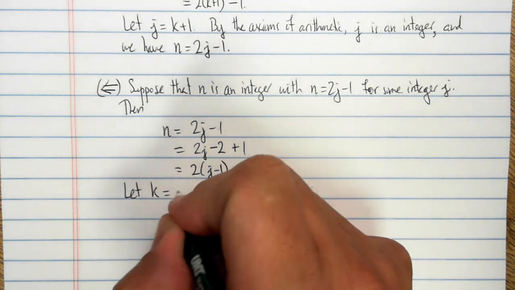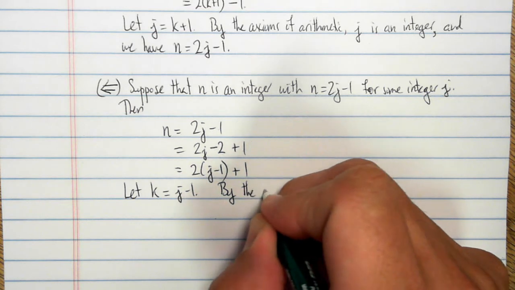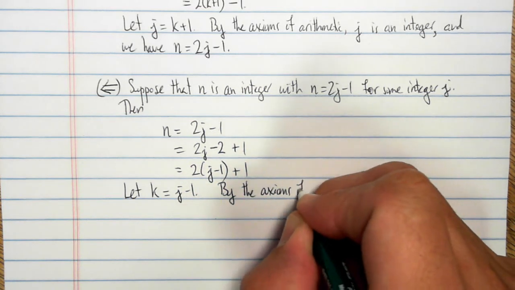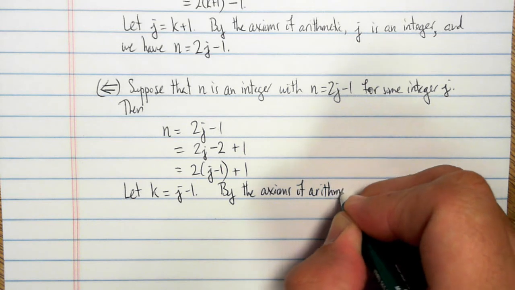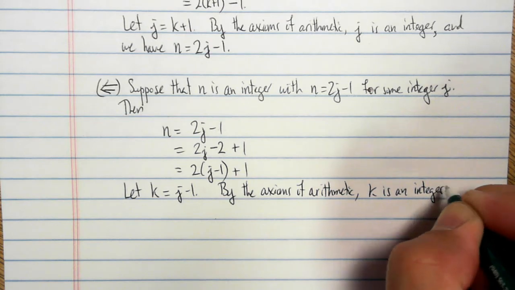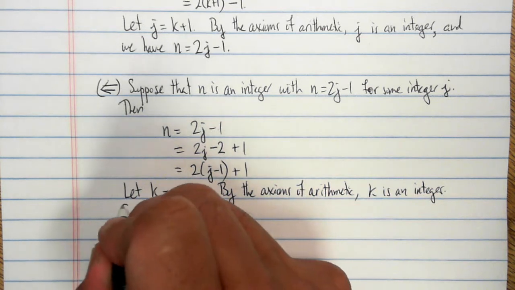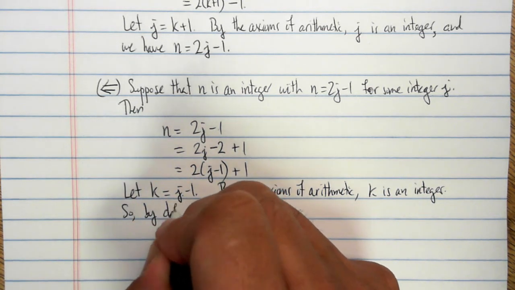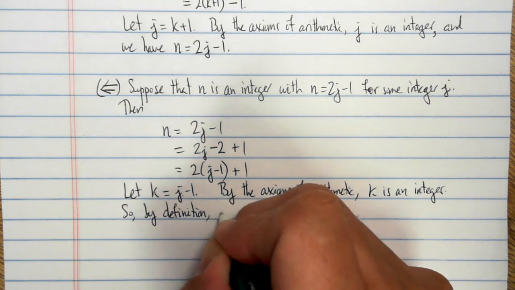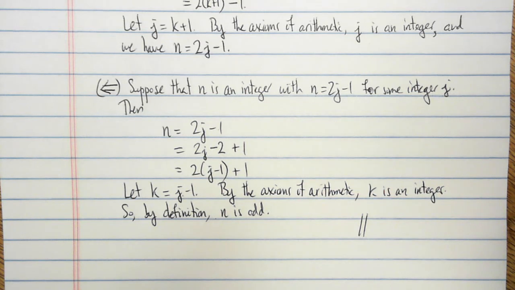Let k be equal to j minus 1. By the axioms of arithmetic, k is an integer because j is assumed to be an integer and also 1 is an integer. So by definition, n is odd. And that's the end of the proof. Okay, so this was an if and only if, and so I had two different proofs to do to prove this theorem.